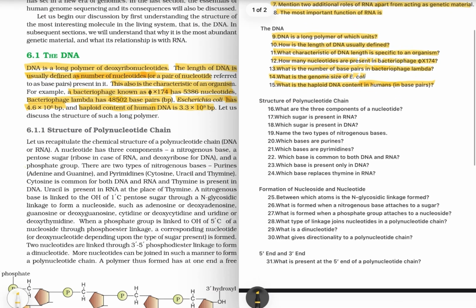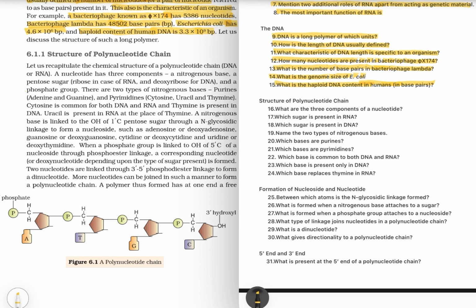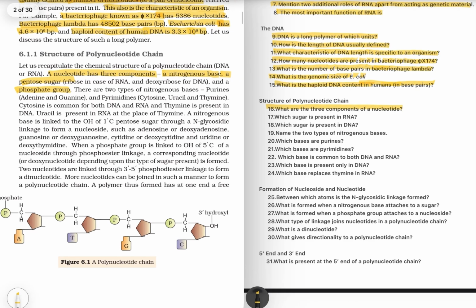Next, structure of a polynucleotide chain. What are the three components of a nucleotide? A nucleotide has three components: a nitrogen base, a pentose sugar, and a phosphate group. Which sugar is present in RNA? In RNA, ribose sugar is present. Which sugar is present in DNA? In DNA, deoxyribose sugar is present.